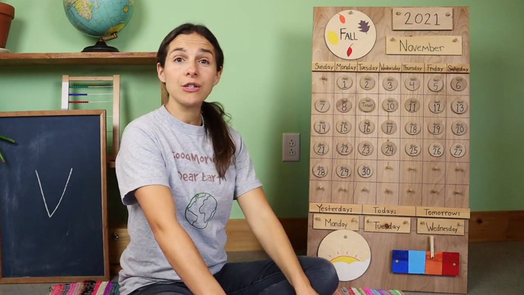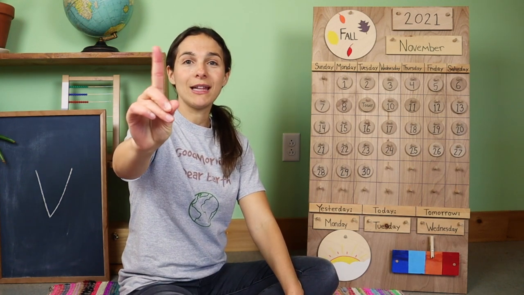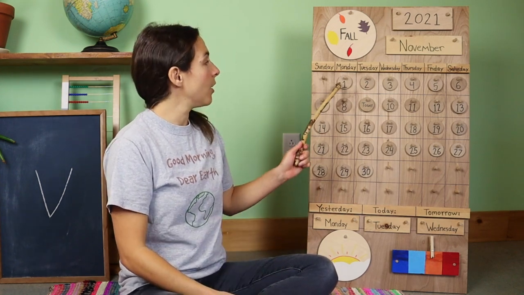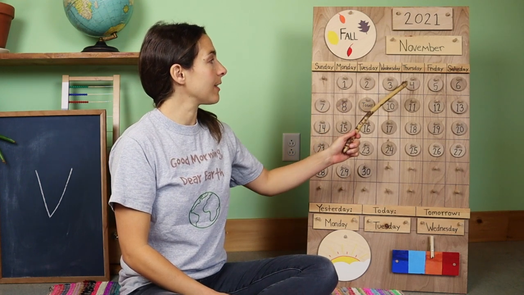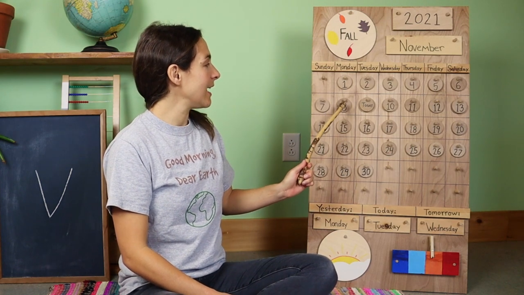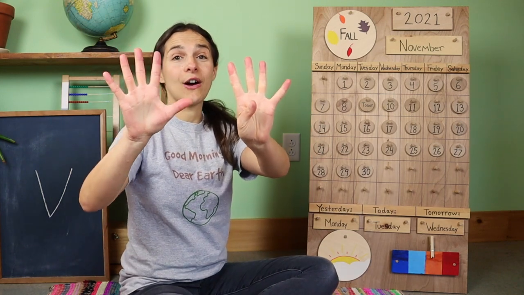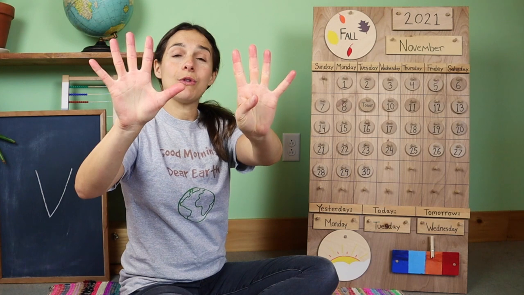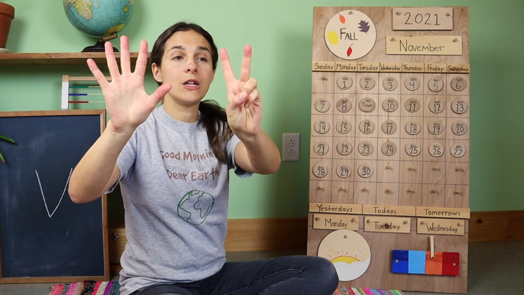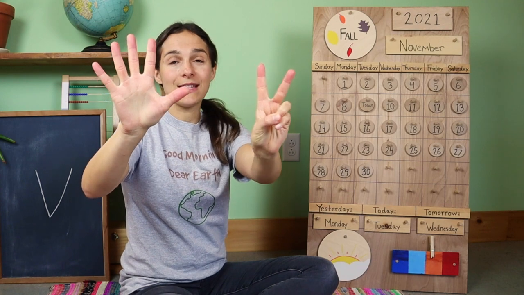Let's see how many days we've had so far in the month of November. Take out your counting fingers and warm them up to give them a little stretch. I have my counting stick, and let's count together. 1, 2, 3, 4, 5, 6, 7, 8, 9. We've had 9 days so far in the month of November. If you keep your 9 fingers up like this, but you take away 2 fingers, 1, 2, now we're holding up 7 fingers and we're ready to sing the days of the week song.